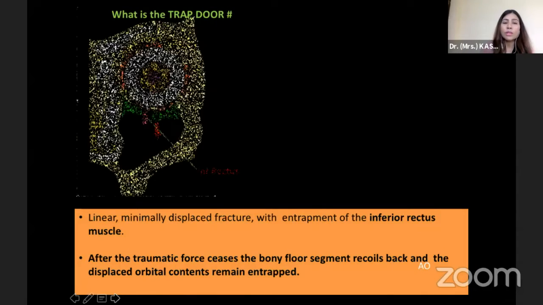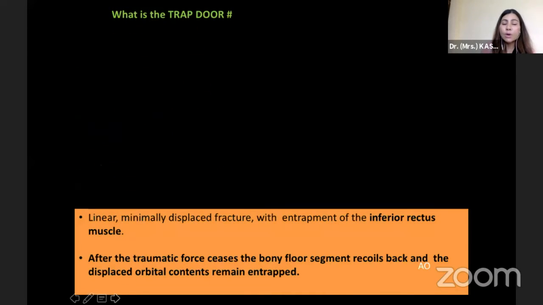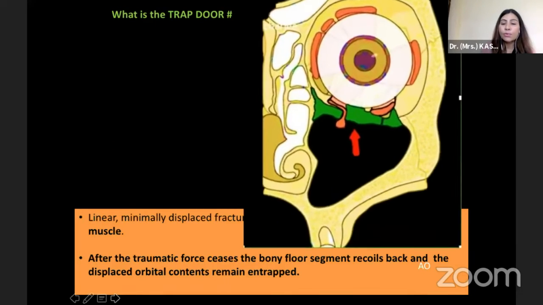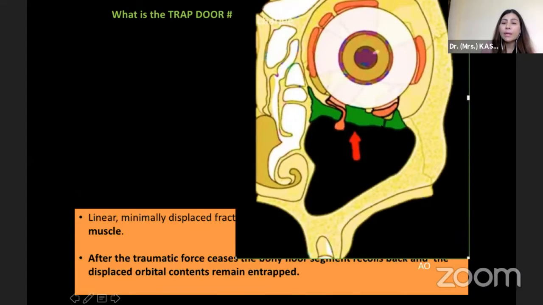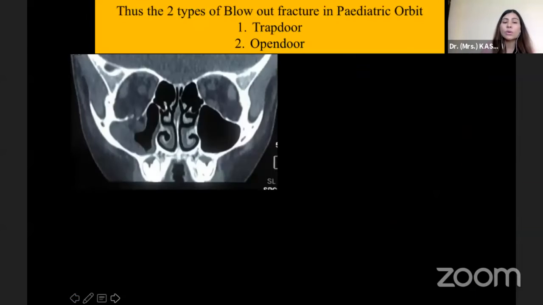So what is the trapdoor fracture that we see in children? The trapdoor fracture is basically a linear fracture with entrapment of the inferior rectus muscle. What happens when there is a fracture? The fracture should be quite severe in order to lead to a blowout fracture in the child. And as such, the rectus muscle prolapses into the maxillary sinus. But because of the elasticity, as the trauma force ceases, the bone segment recoils back. As the bone recoils back, the muscle does not recoil and remains trapped there, which can lead to serious complications like Volkmann's ischemic contracture and also the oculocardiac reflex.